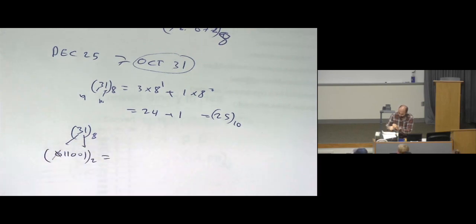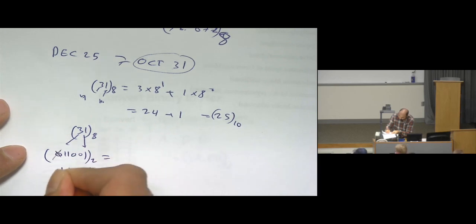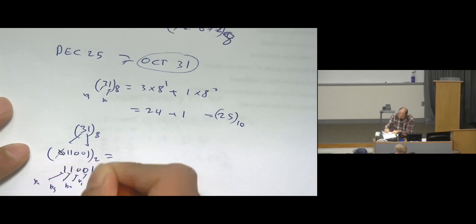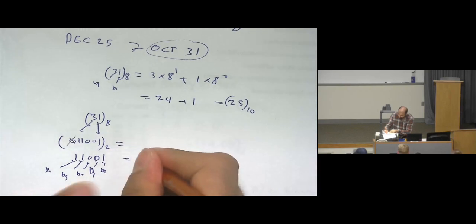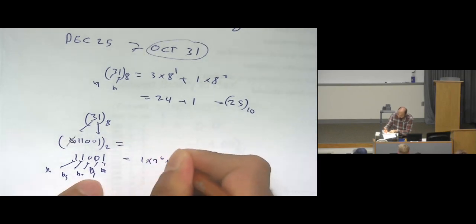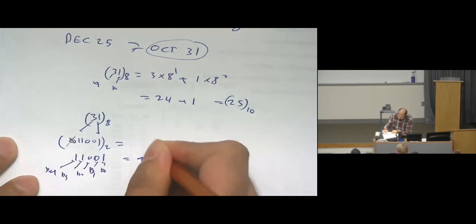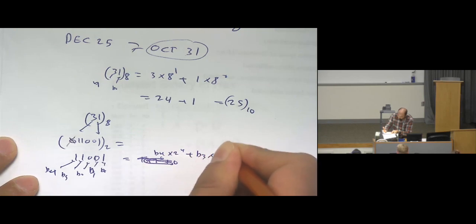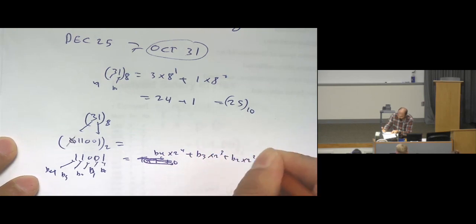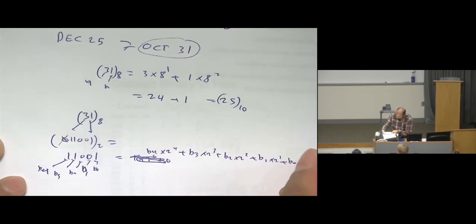You don't need to worry about this 0 because it will be 0. Then 1, 1, 0, 0, 1. This is bit 0, bit 1, bit 2, bit 3, bit 4. Well, it should be bit, not base. I don't know why I call it base. So let me write the bits. B4 times 2 power 4 plus B3 times 2 power 3 plus B2 times 2 power 2 plus B1 times 2 power 1 plus B0 times 2 power 0.